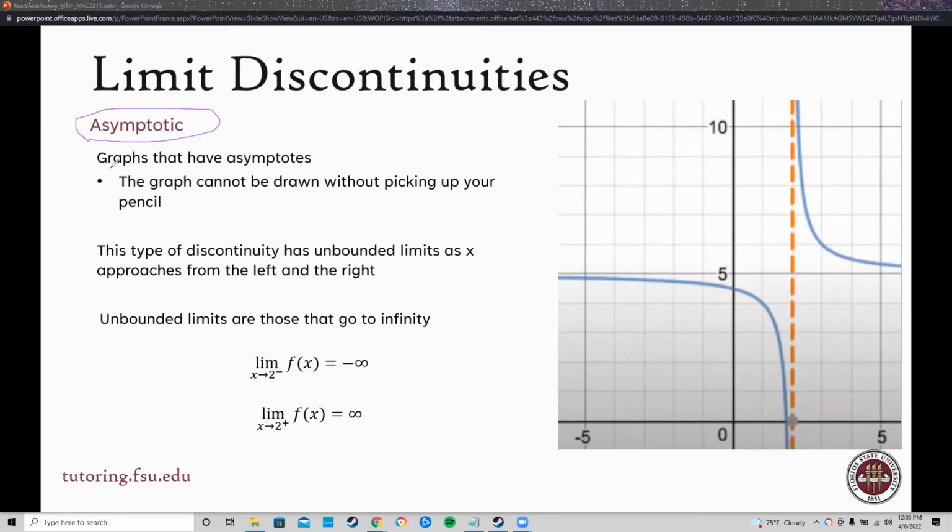Asymptotes are when the graph cannot be drawn without picking up. Asymptotes are basically infinite barriers extending within the graphical space of your function where your function cannot cross. It's basically like an unbounded boundary, if that makes any sense. So for instance, right here, we have a vertical asymptote where this function can get as close as it wants to that value, but it will never, ever cross the dashed line. It won't ever cross, theoretically speaking.